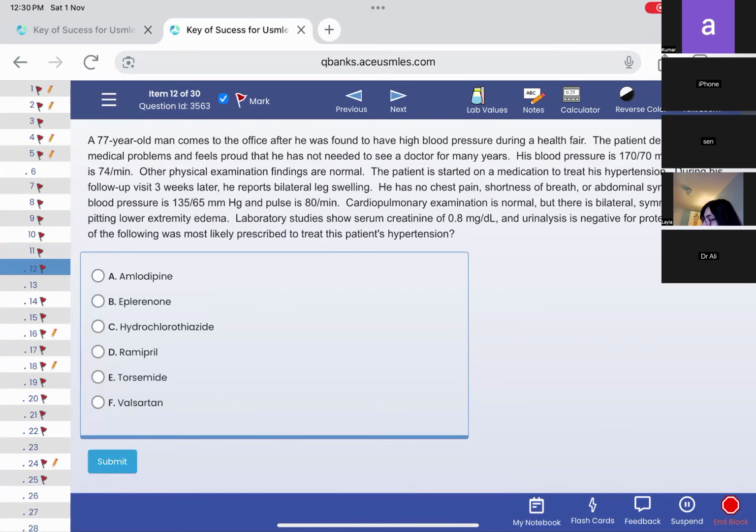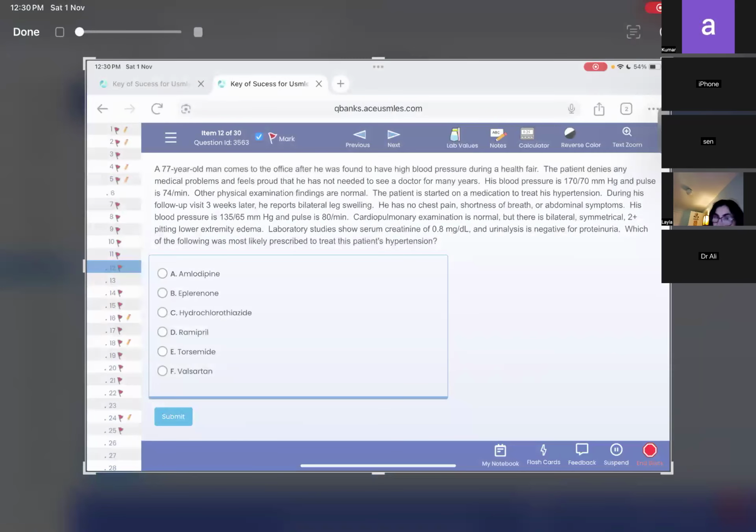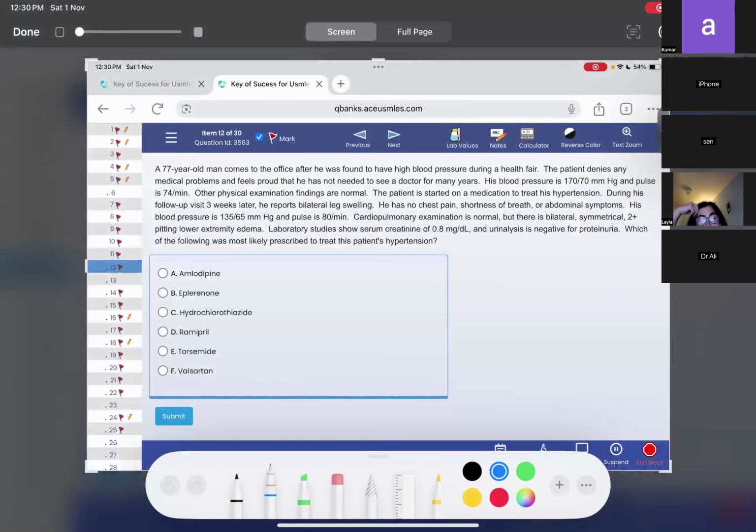Which of the following was most likely prescribed to treat this patient's hypertension? A 77-year-old man comes to the office after he was found to have high blood pressure during a health scare. The patient denies any medical problem and feels proud that he has not needed to see a doctor for many years. His blood pressure is 170 over 70 and pulse is 74 per minute. Other physical examination findings are normal. Patient is started on a medication to treat his hypertension.